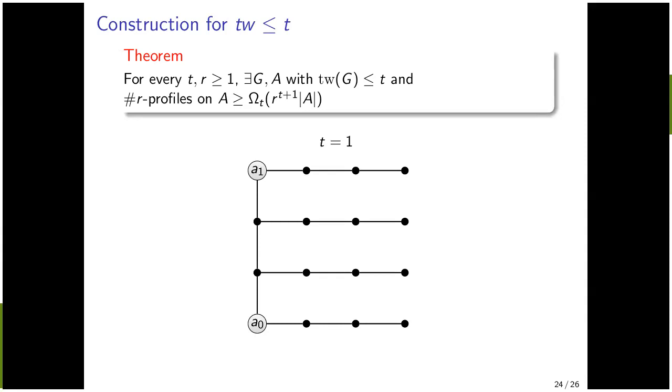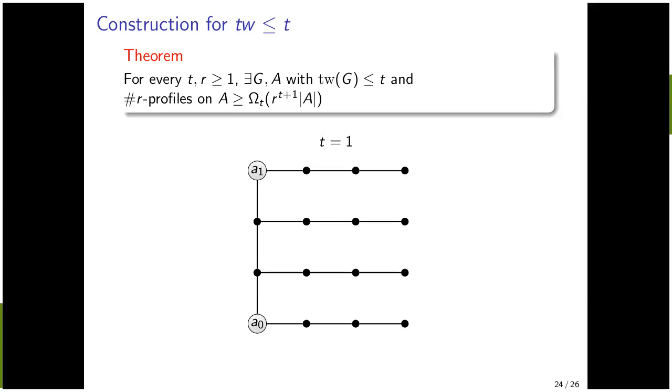Okay, so to finish, I want to explain the construction we have for the lower bound on the profile complexity of graphs of treewidth at most t. And this will give us, for treewidth 2, a lower bound for planar graphs. So what we'll prove is that for every t and r, there exists a graph of treewidth at most t, and a set A of vertices in this graph, such that the number of r-profiles on A is big omega of r to the t plus 1. Okay. So this will show that the profile complexity of the class of graphs of treewidth at most t is big omega of r to the t plus 1.